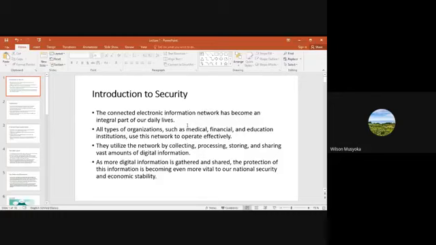As more digital information is being gathered and shared, the protection of this information is becoming more vital, and not just at a personal or individual level. It moves from the individual level to maybe the organizational level, the institutional level, up to the national security level, whereby even with governments and institutions, this information has to be protected to ensure that there is economic stability.